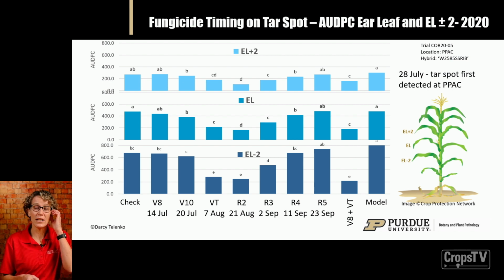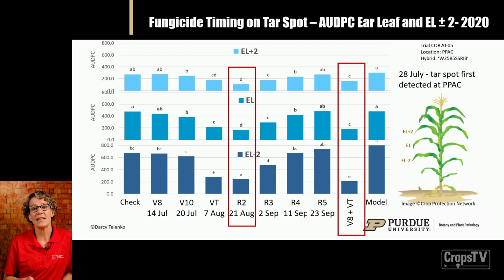Okay, if we move on to 2020 now, so once again, remember the disease came in 2 weeks later here. Darcy has basically the same timing: V8, V10, VT, R2, R3 up to R5, and the model and that double application. And what you can see here is that R2 application was the best timing to reduce disease, and it was similar to that double application timing of V8 and VT, but the double application was not necessarily better.